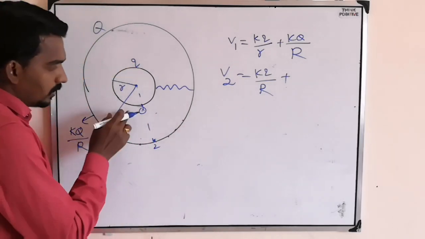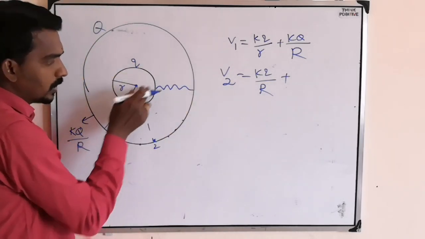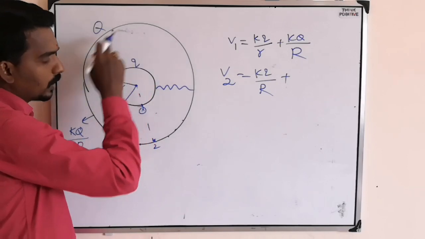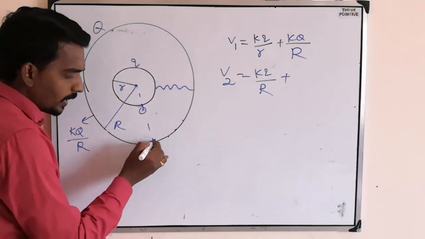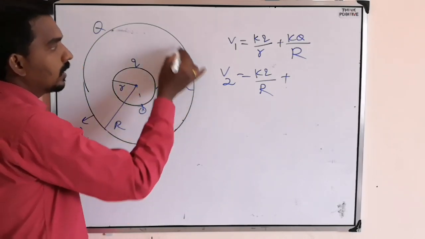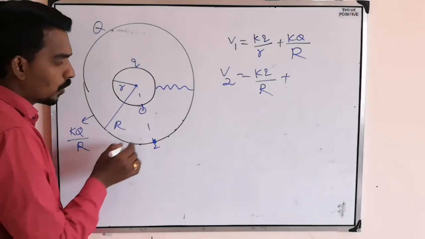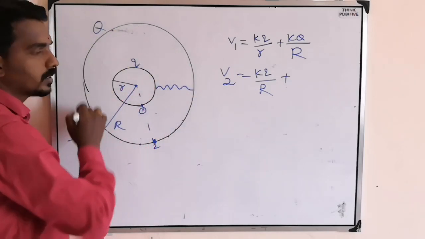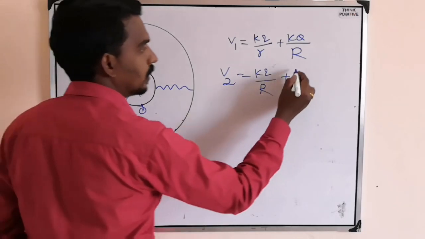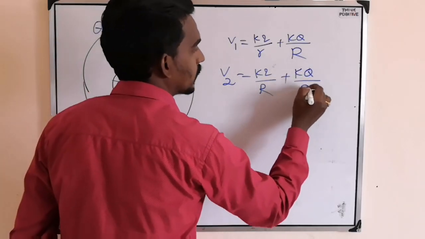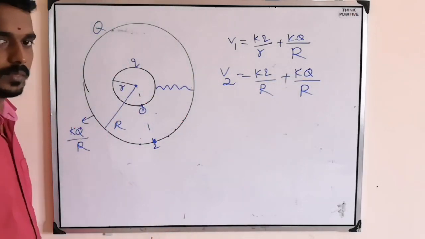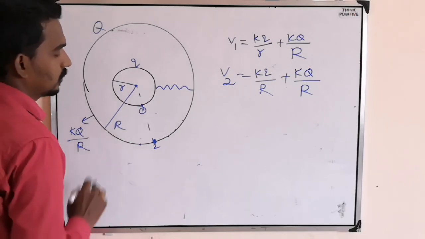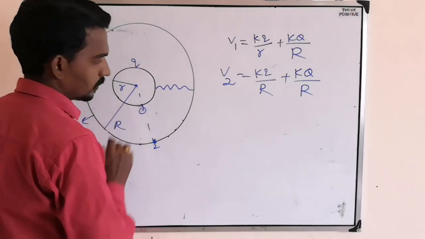Plus, this is the potential due to this one. But there is also one more shell. Now consider this point on the surface. So what is the potential due to this shell at this point? kq by capital R. I will tell you once again. See here. Now consider this point.